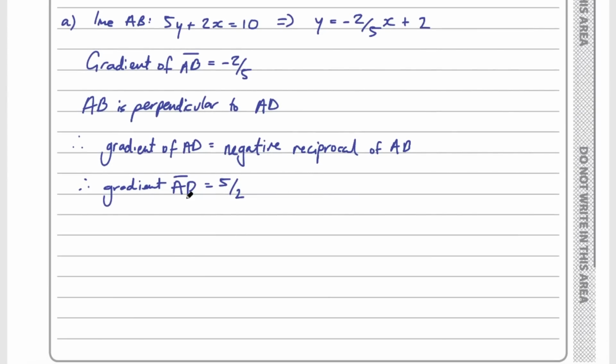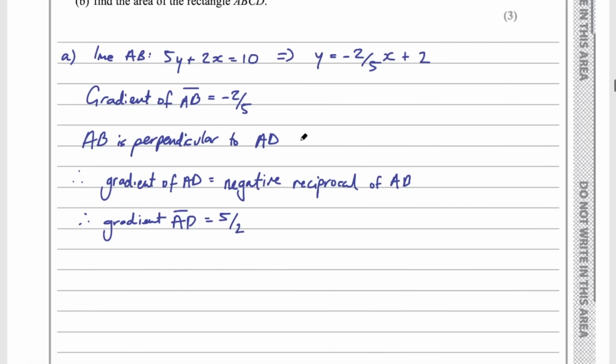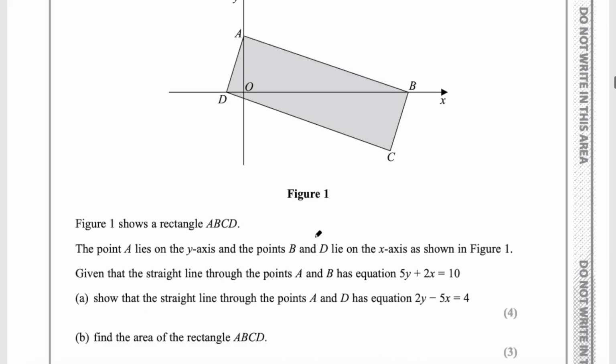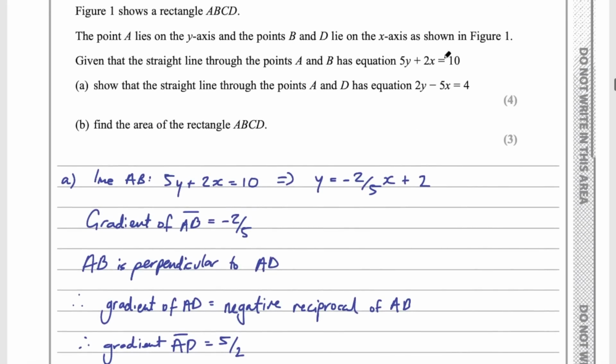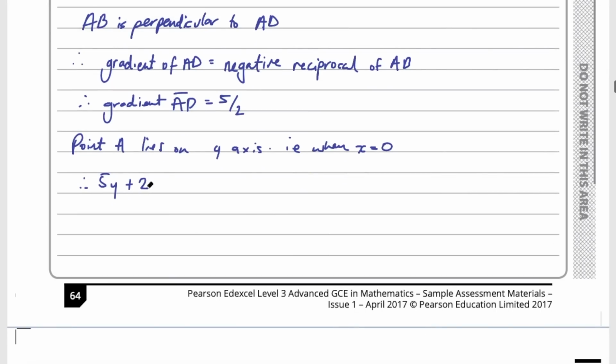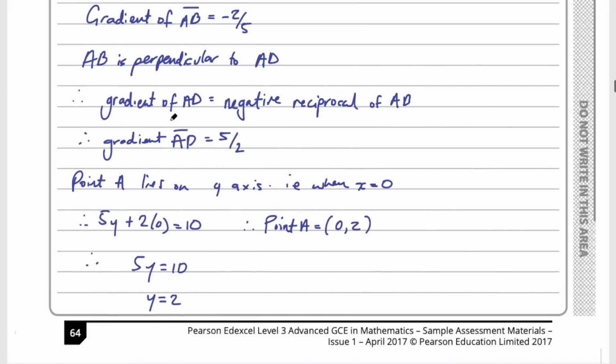So also we need a point on that line, so we could find a point for D or A. Finding the point for A will be easier because that lies on the line AB. So we can say that point A lies on the y-axis, i.e. when x equals 0. I'm taking this equation for AB and substituting x equals 0 into that to find the y coordinate. So 5y plus 2 times 0 equals 10. So therefore 5y equals 10, so y equals 2. So I found point A using the fact that it's on the y-axis, so x equals 0 and y equals 2. So point A equals 0, 2.